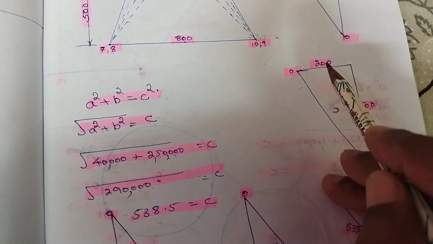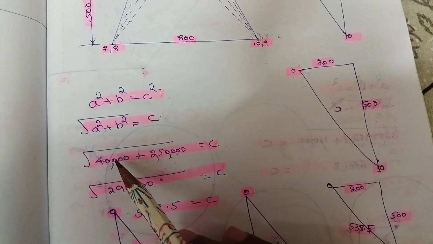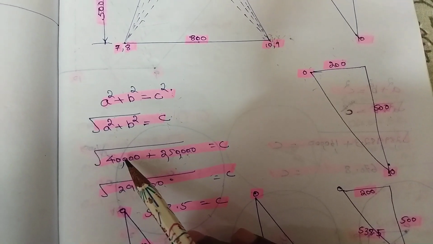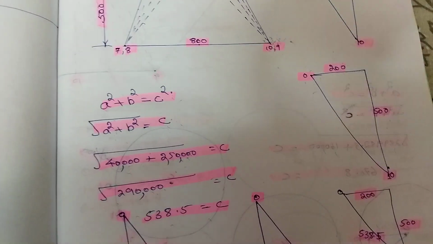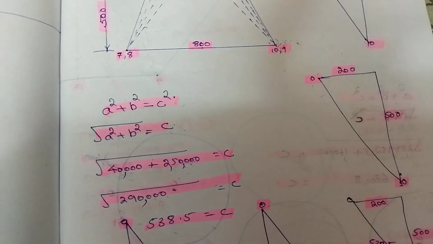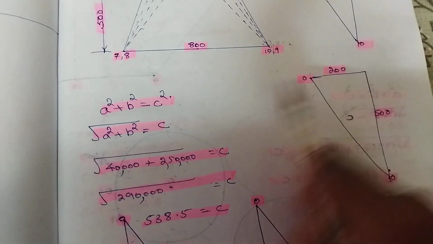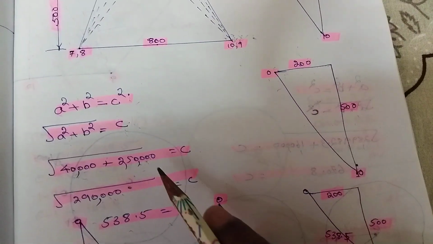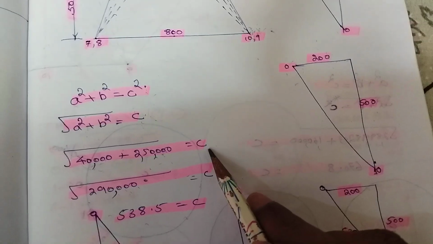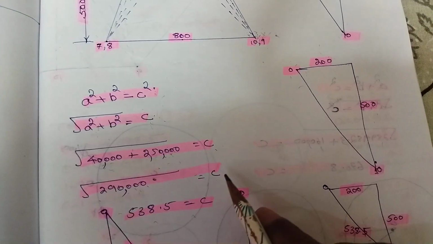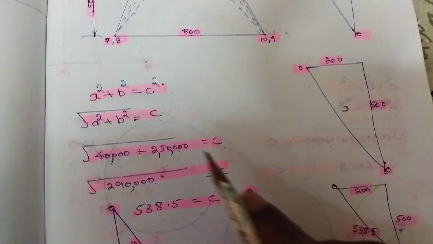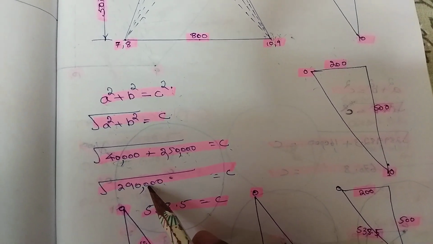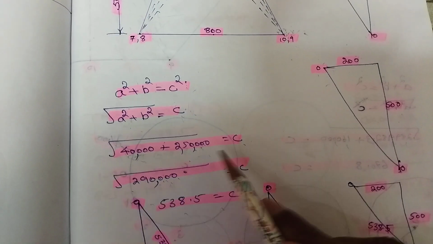Apply 200 square. Use your calculator. I already calculated and I wrote it. So, you have to use your calculator and calculate. 200 square is this much and 500 square is this much. This is c. We have to find out c. For that purpose, these two have to be added. Then we get this measurement. Its square root has to be taken.